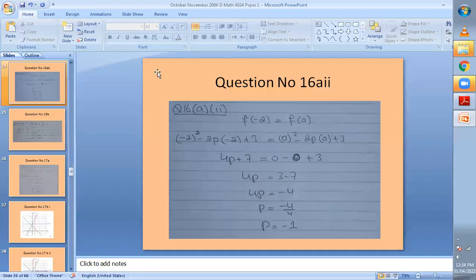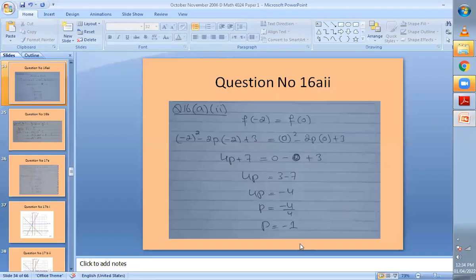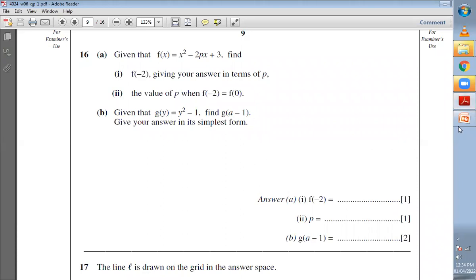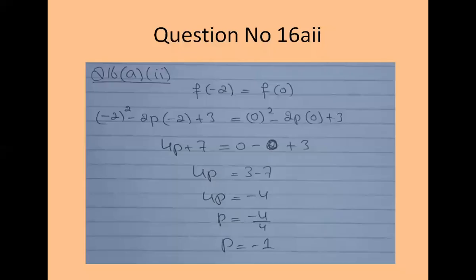Okay, so let me show you the next question. He says, find the value of p when f of minus 2 is equal to f of 0. Okay. f of minus 2 is equal to f of 0. That is the question. So we have to find the value of p.